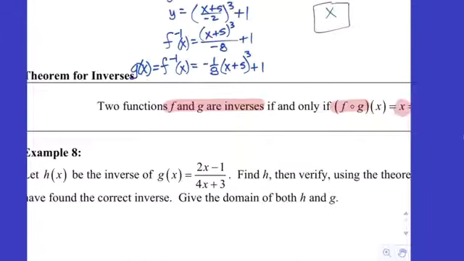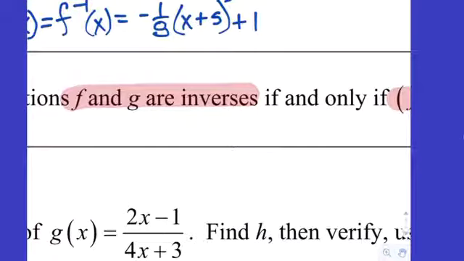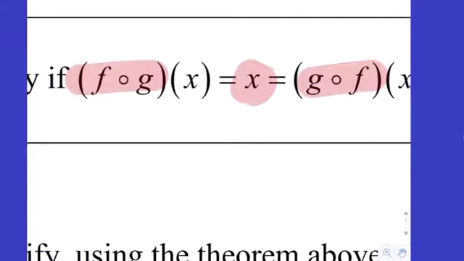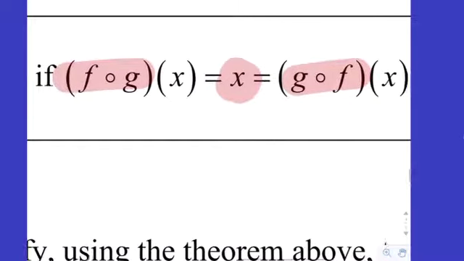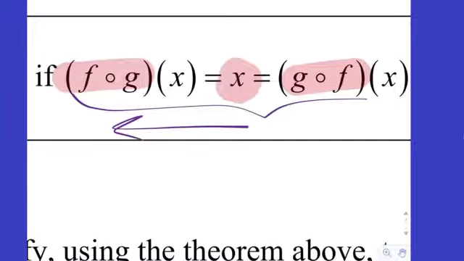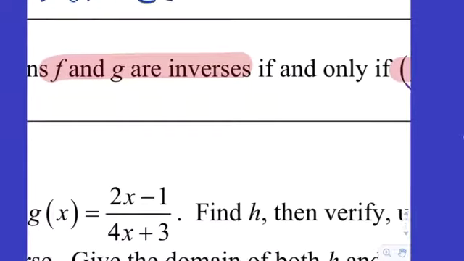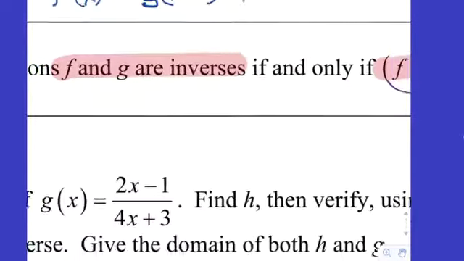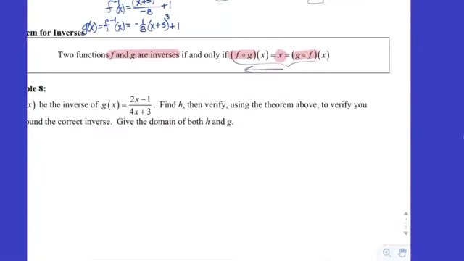So here's a little theorem right here. It's an if and only if statement. It says if F and G are inverses, then F of G of x is going to equal G of F of x, and they're both going to equal x. But it also works this way. If I give you two functions and you compose them both ways and they give you x, then that means F and G are inverses. So this gives you a way to check to see if two functions are inverses.